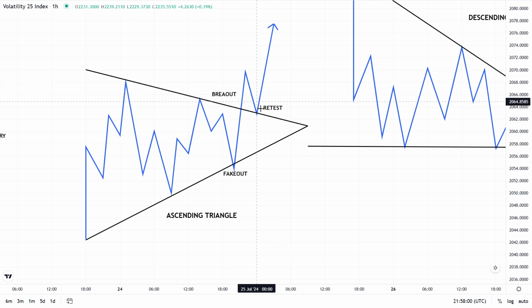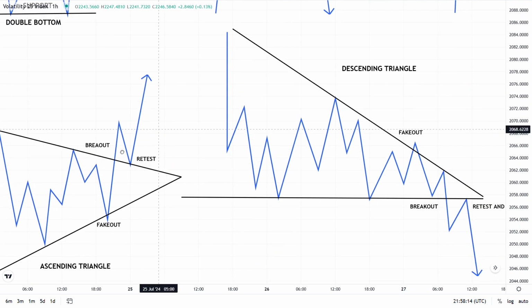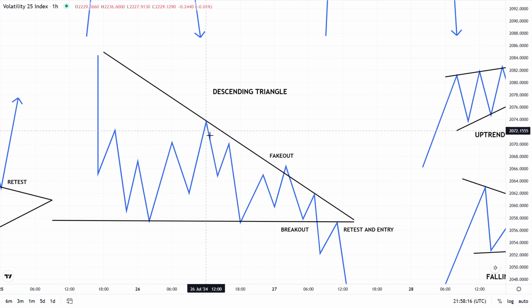The market retesting this price level, maybe this resistance right here, resistance turned support, or a breaker block. This is a breaker block, and the market starts pushing to the upside. So this is going to be your entry right there. So the same with a descending triangle.